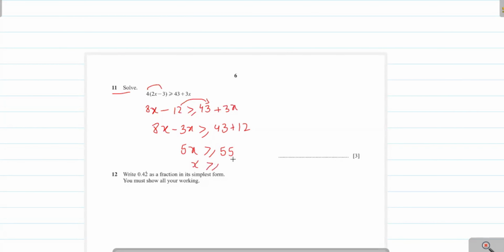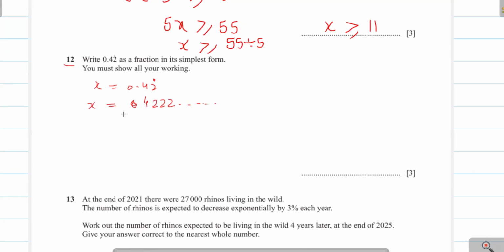This is the answer. Question 12, write 0.42 with a dot as a fraction. Let x equal 0.42 with a dot, and this dot means this digit is recurring. Therefore, we can write 0.4222 and infinitely this digit recurring. Now we multiply this value by 10, we get 10x equal to 4.222 and so on. Now we suppose this is equation 1, this is equation 2.